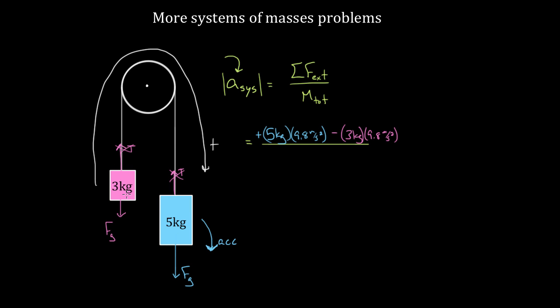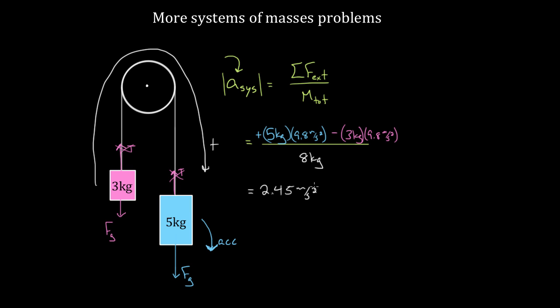It's opposing the motion of the system. It's preventing the system from accelerating as fast as it would have. That's why we subtract it. And now we just divide by the total mass, and the total mass is just 5 plus 3, which is 8 kilograms, and I get the acceleration of my system. So if I just add this up, I get 2.45 meters per second squared.